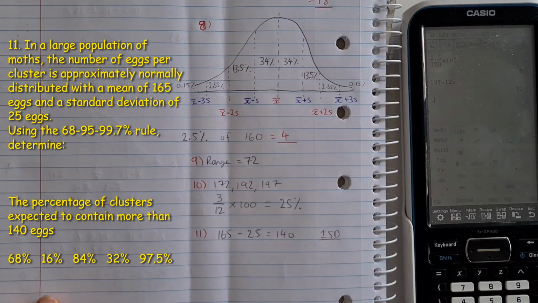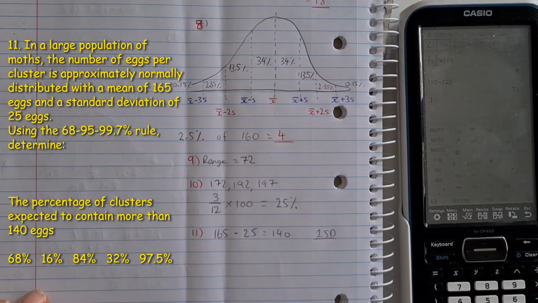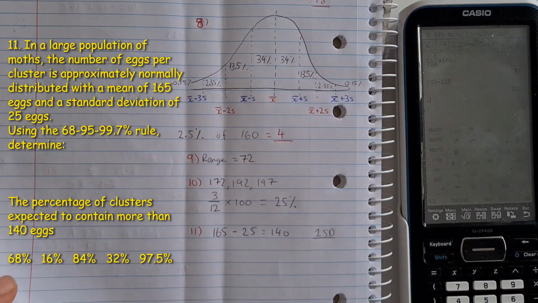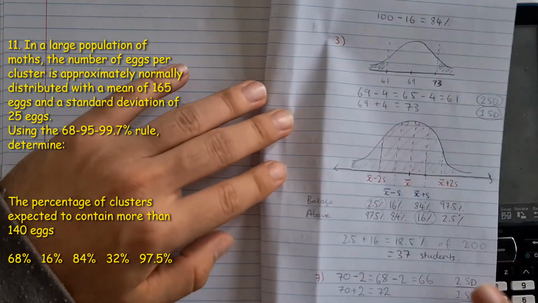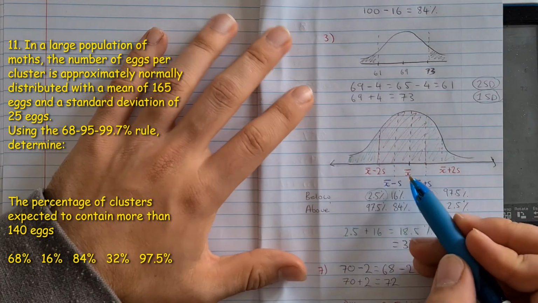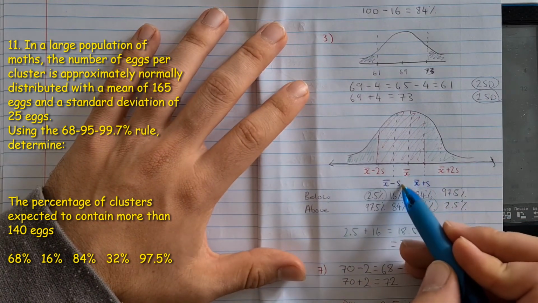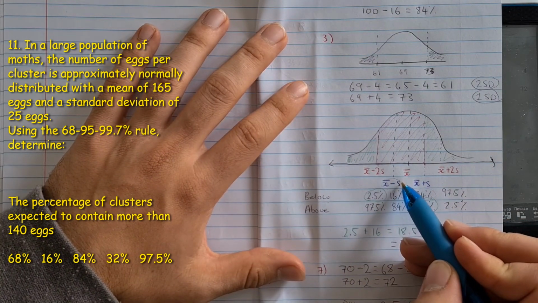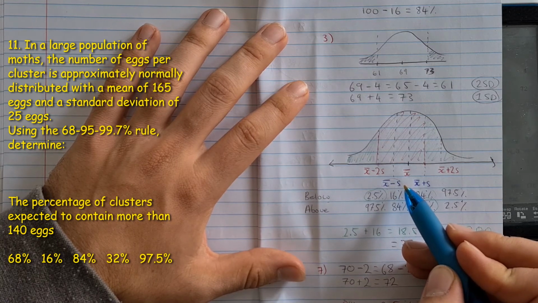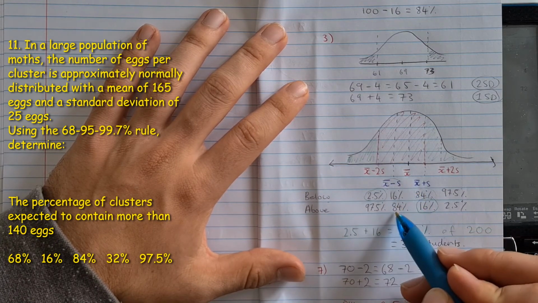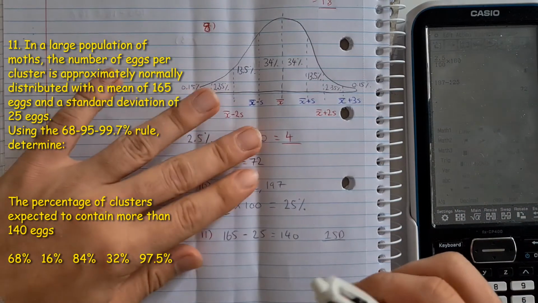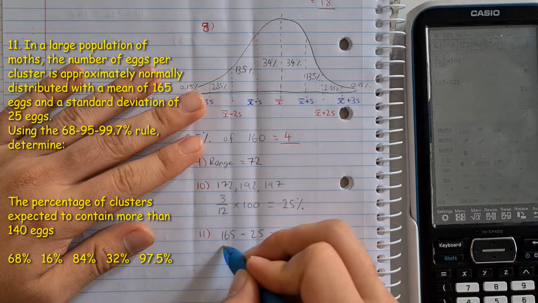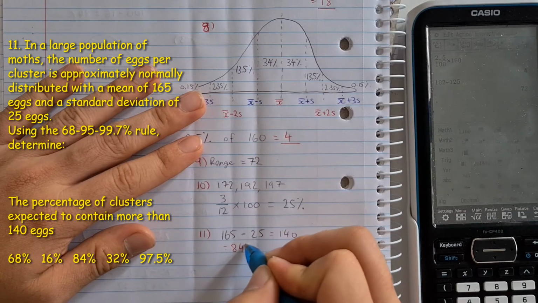Now we want to know the percentage of clusters expected to contain more than 140 eggs. So this is where this graph is useful again. We've got our mean minus 1 standard deviation is the point we're looking at, and we want to know what percentage is greater than that. So above this point is 84%. So the answer is going to be 84%.